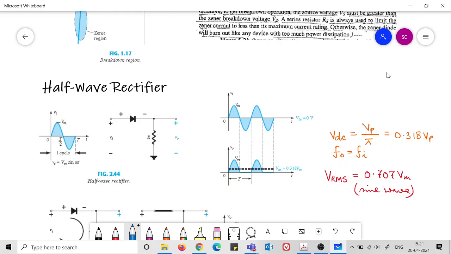So at a particular time instant, at particular voltages across the circuit, what is the condition of the diode? Is it in forward bias or is it in reverse bias? This intuition you have to develop. Only then can you do further analysis.